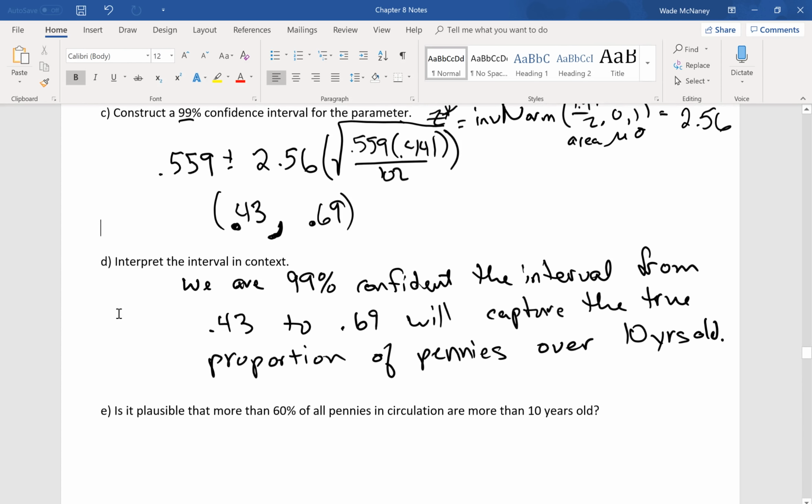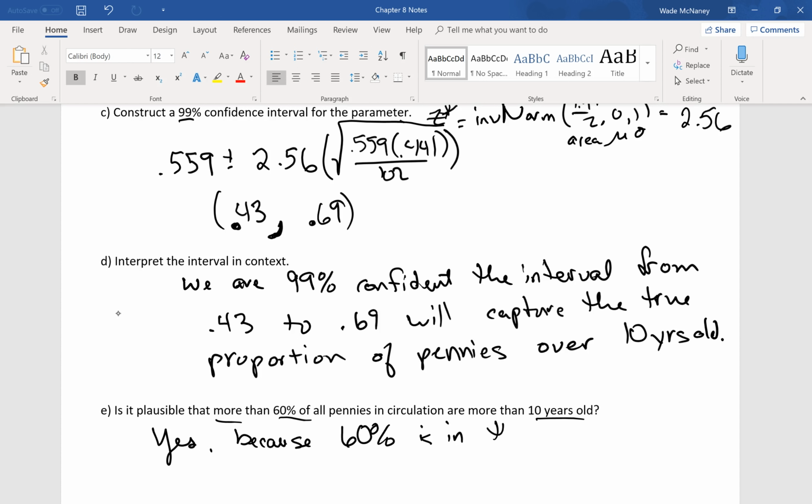All right, and finally, the last question here. Is it plausible that more than 60% of the pennies are over 10 years old? Well, if we look up here, 60% is in this interval, so yes. Because 60% is in the interval, it is a plausible value.